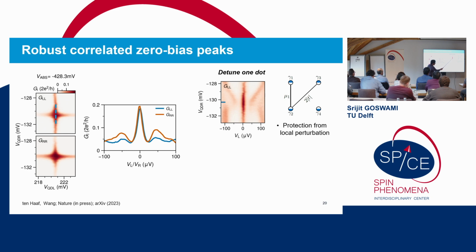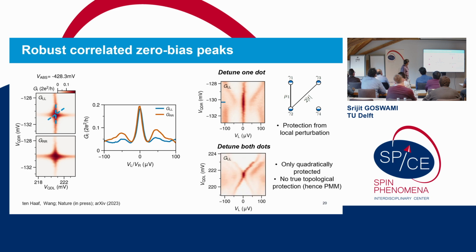And this state actually remains at 0 energy. So that's point 1. But point 2 is that we can also go away from the sweet spot, which means that we can change both the dots simultaneously. So I'm not changing now one chemical potential. Now I'm really disturbing my system. I'm simultaneously changing both, detuning both the dots.